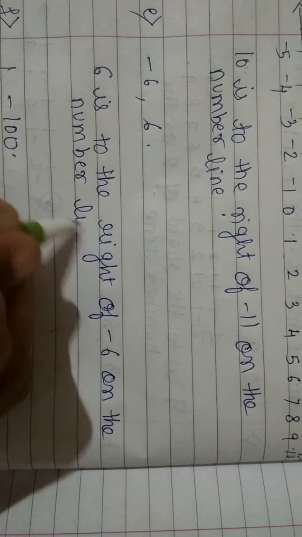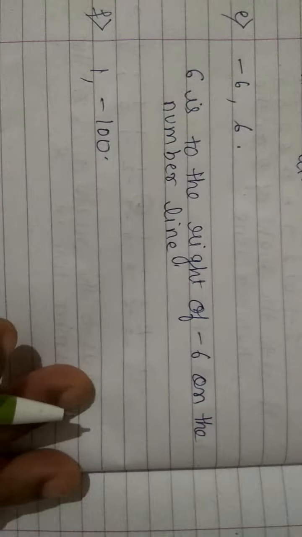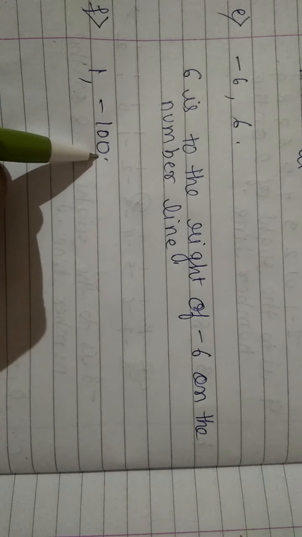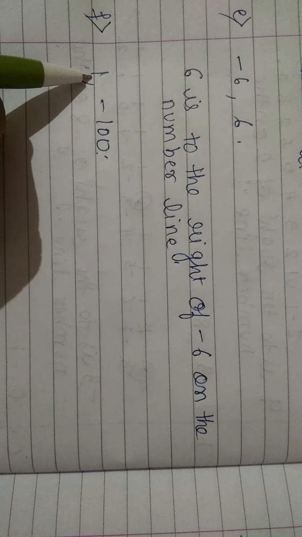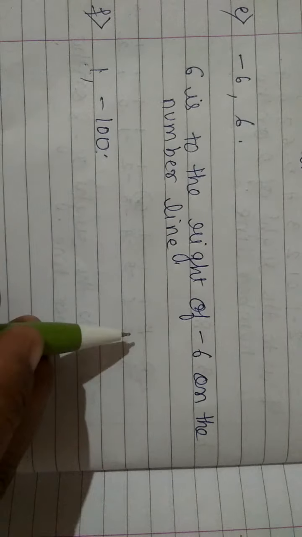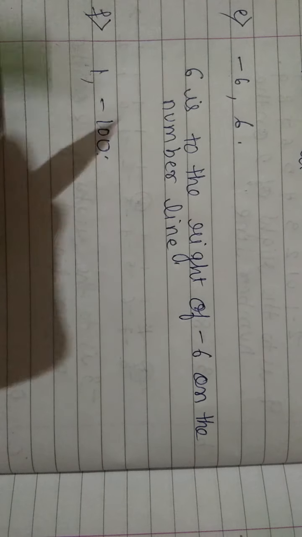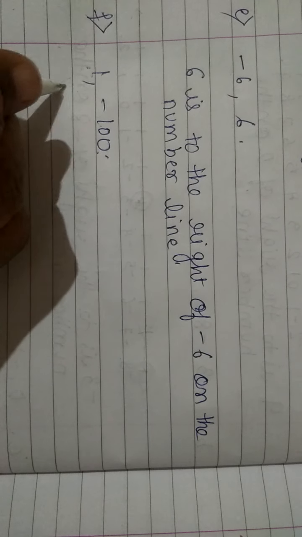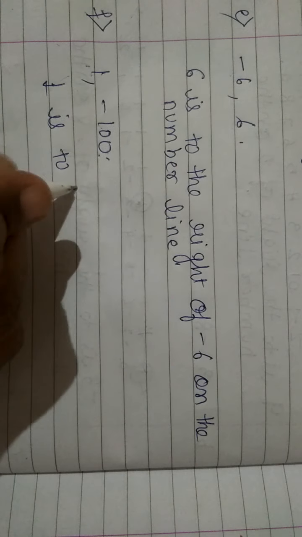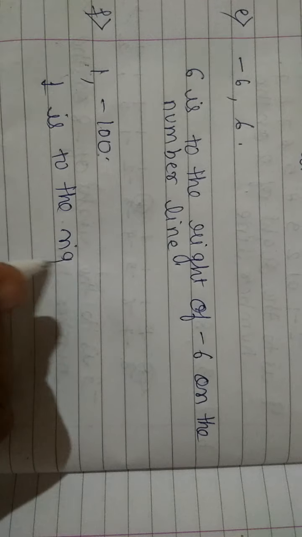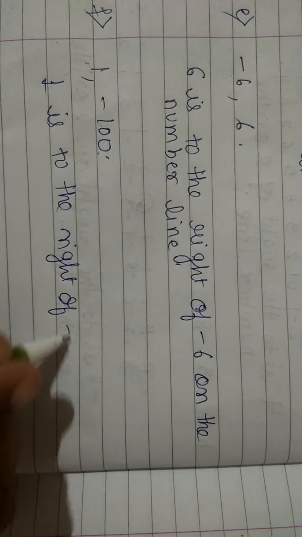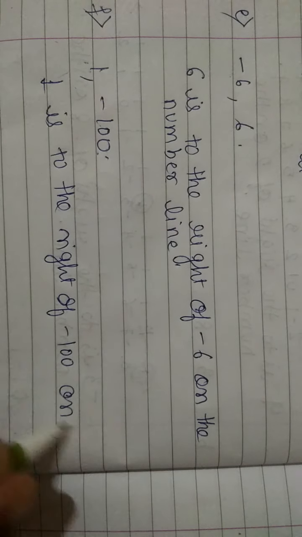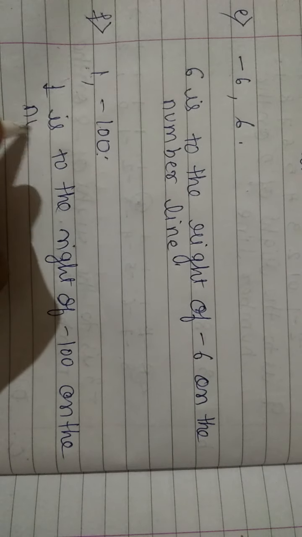Now children, here again one is a positive number and one is a negative number. So positive numbers are always to the right of this and negative numbers are to the left hand side. So we can easily guess here that 1 is to the right of -100 on the number line.